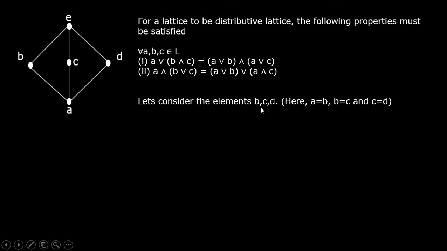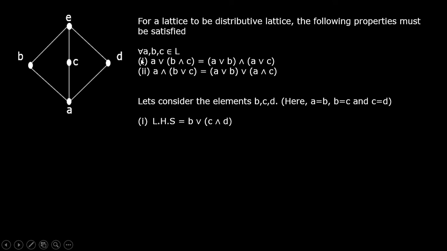Now let's consider the elements B, C and D. So I have chosen three random elements out of 5 elements of this lattice. At this point I have taken these three elements B, C and D. That means instead of A I have B here. This particular A represents B, this particular B represents C and this particular C represents D. So my A, B, C here are B, C and D.